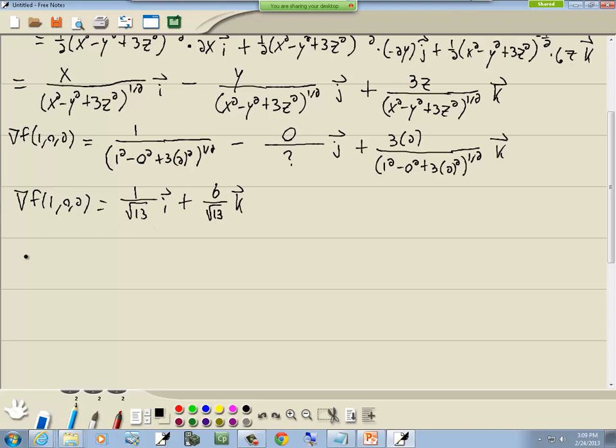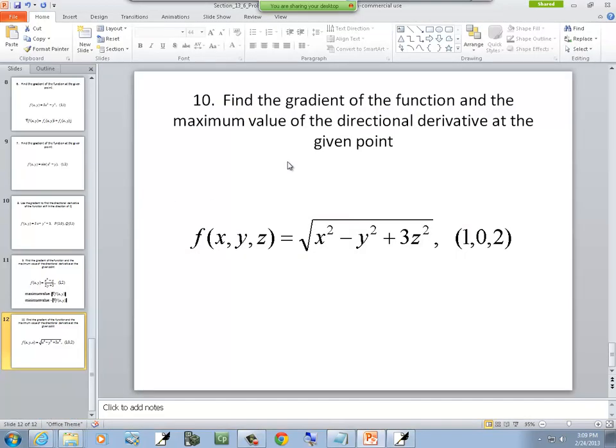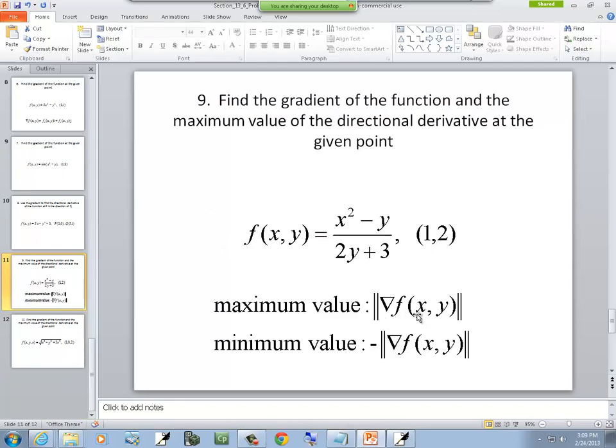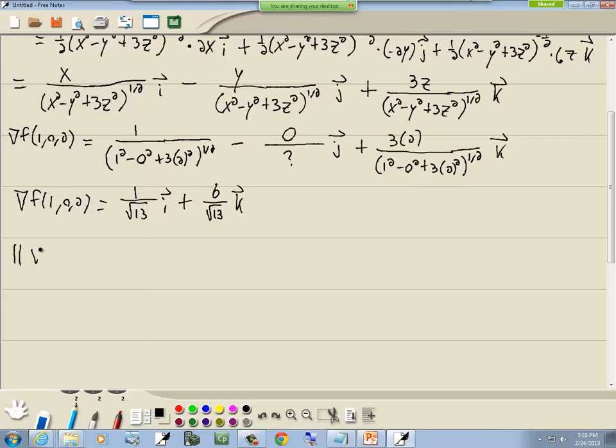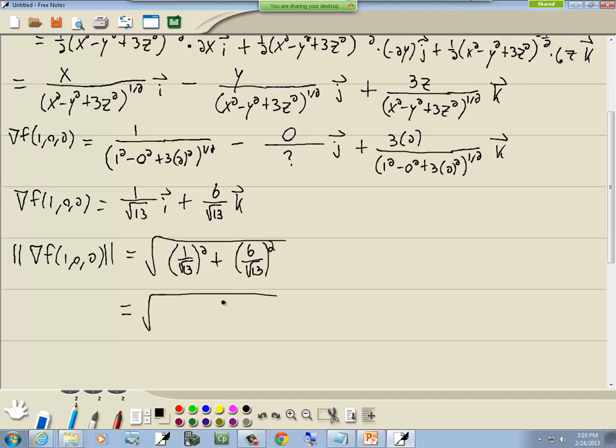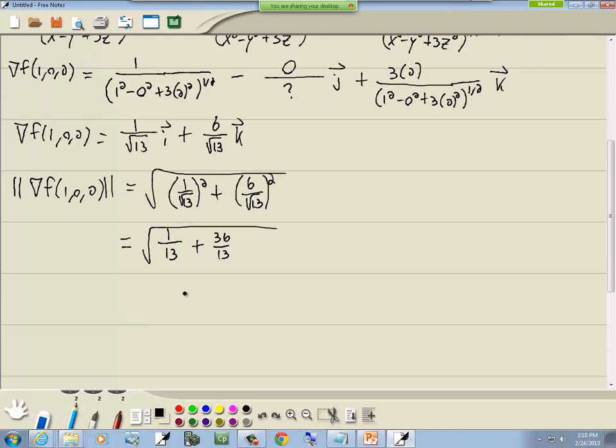So let's go ahead and plug that in. We want to find our maximum value, and that's the magnitude of that. So the magnitude, we're going to have the square root of 1 over square root of 13, squared, plus 6 over square root of 13, squared. Which gives us 1 over 13 plus 36 over 13. Which gives us the square root of 37 over 13.